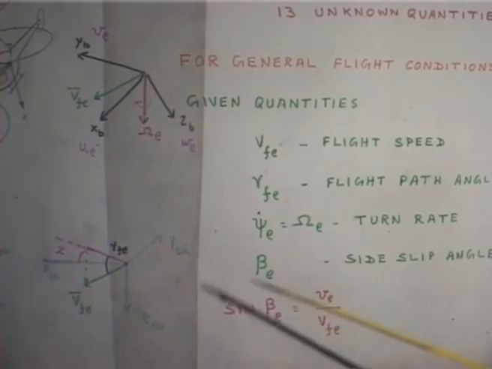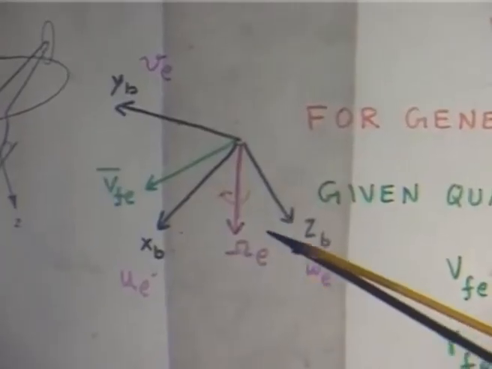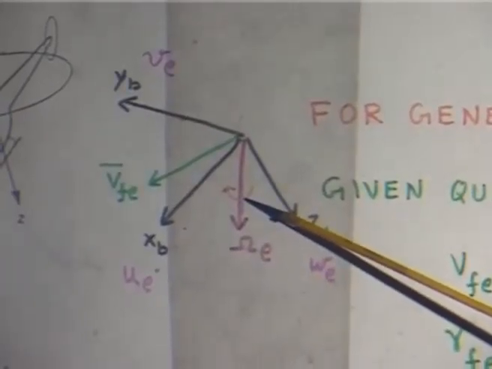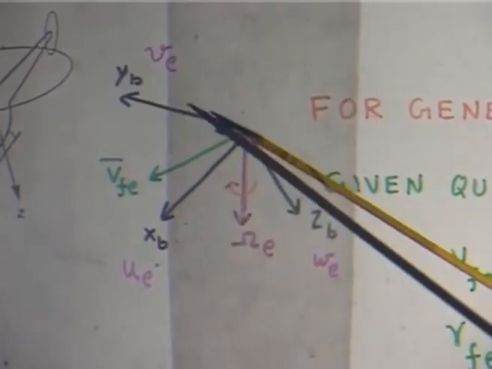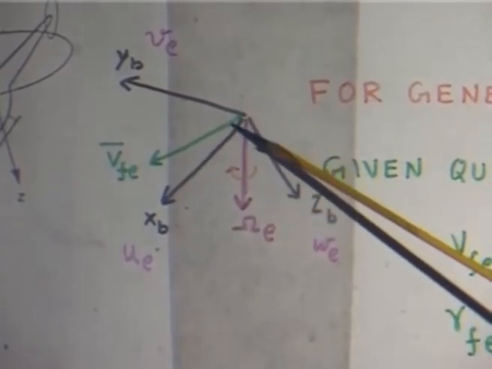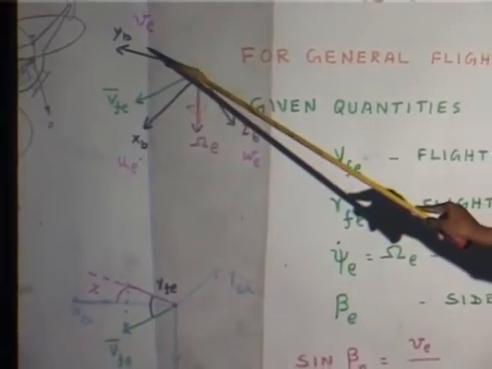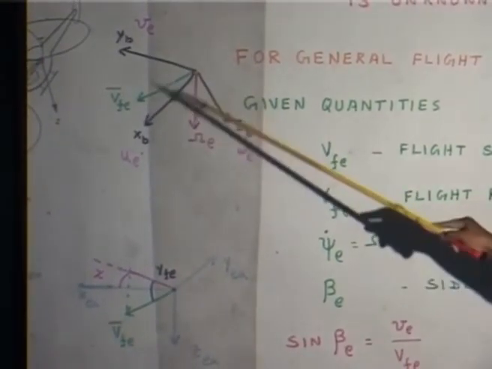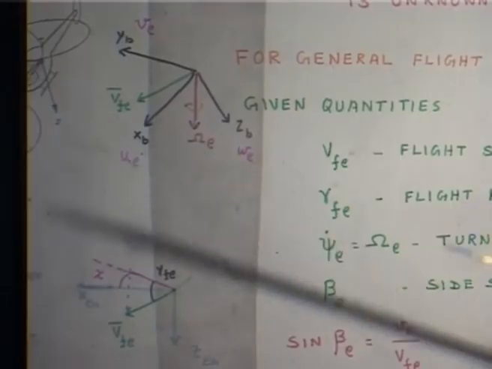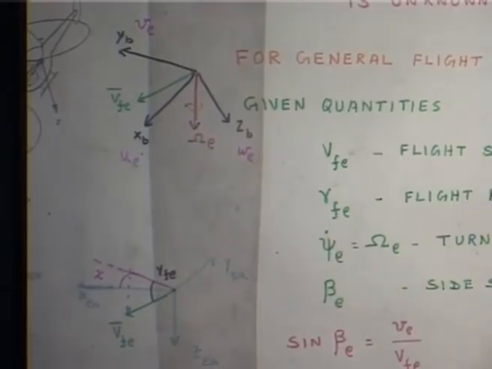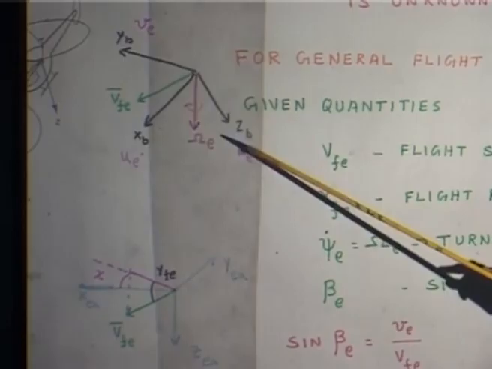What we need is, this is the Z earth axis. Body axis is xb, yb, zb. And the velocity vector of the body is v bar fe. The components of this are ue, ve, we, they are equilibrium quantities. Components of the velocity vector along the body fixed system, please understand, are u equilibrium, v equilibrium, w equilibrium.